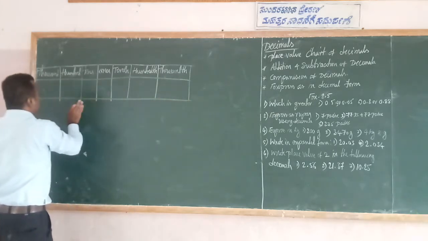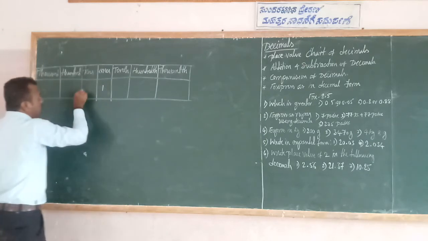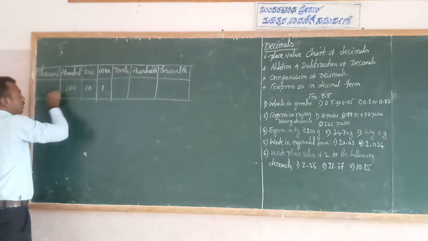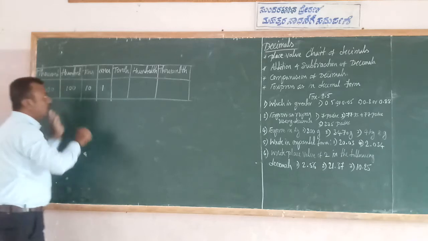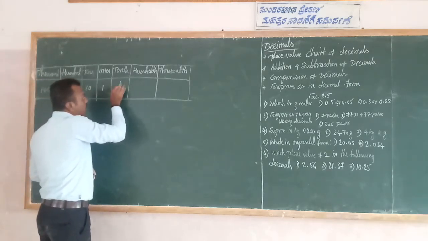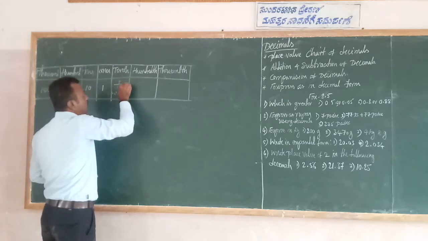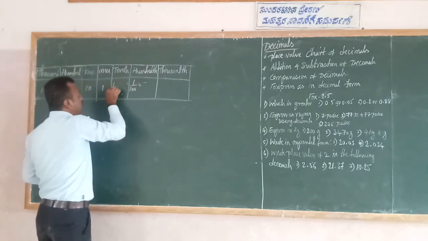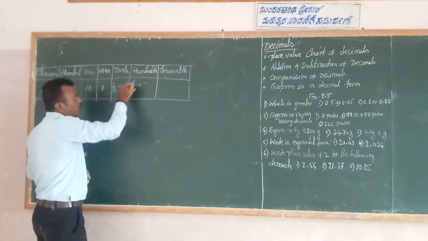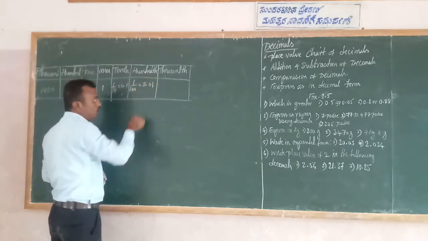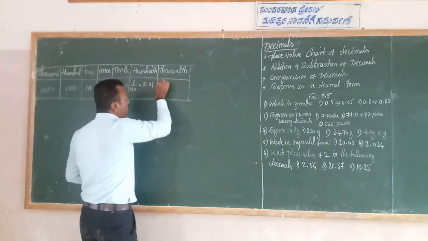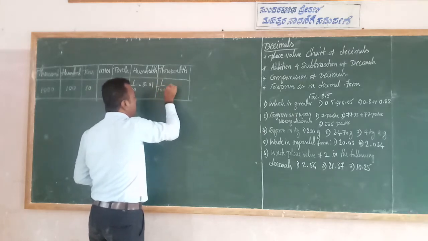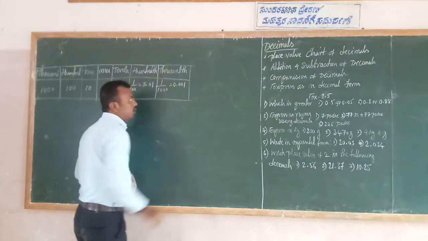The ones place value is 1, the tens place value is 10, the hundreds place value is 100, the thousands place value is 1000. Like that, the tenths place means 1 by 10, or 0.1. The hundredths place means 1 by 100, or 0.01. The thousandths place value is 1 by 1000, which is equal to 0.001.